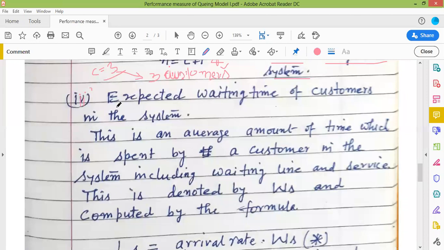Third is expected waiting time of customers in the system. This is an average amount of time which is spent by a customer. This is very important here: by a customer. Average means per customer.